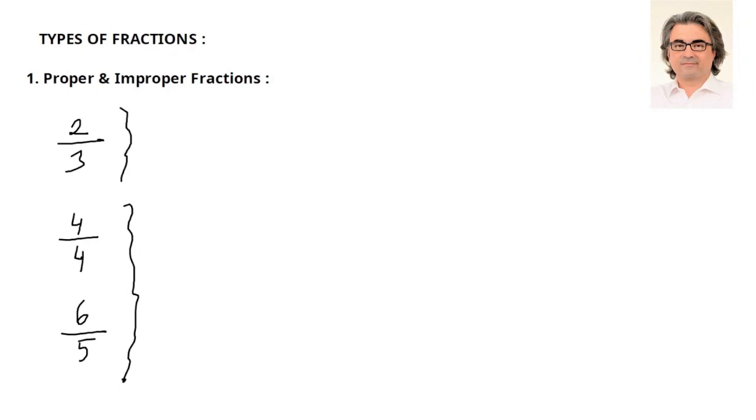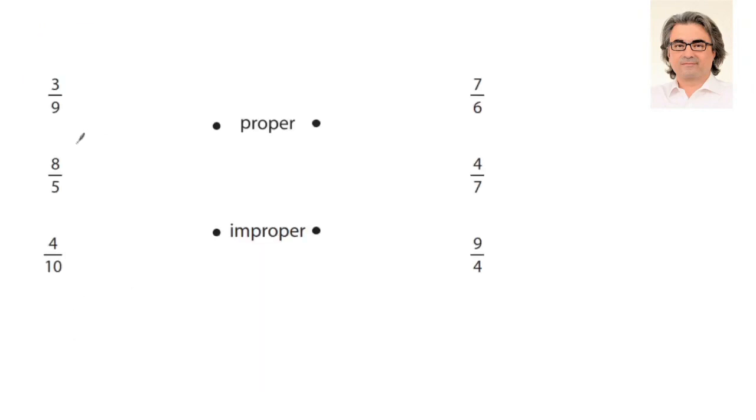Let's come to its questions. Now, we should match. What's 3 over 9? 3 is less than 9. The numerator is less than the denominator, so it means it's proper. What's 8 over 5? 8 is greater than 5. It means the numerator is greater than the denominator. It's improper. What kind of fraction is 4 over 10? It's proper because its numerator is less than its denominator.